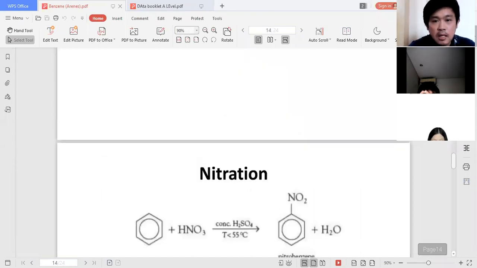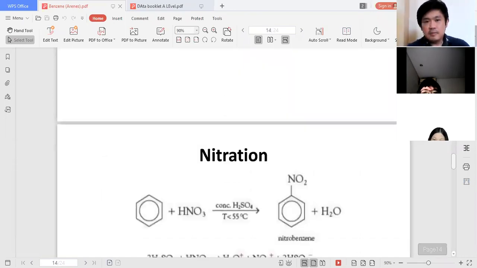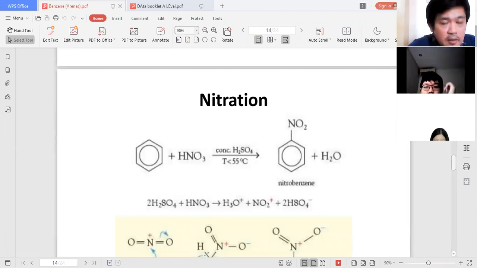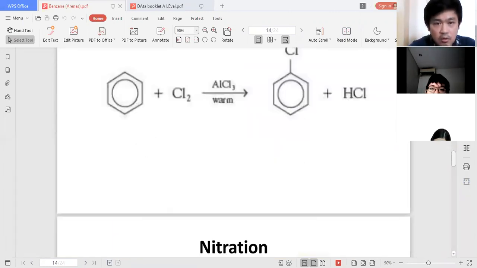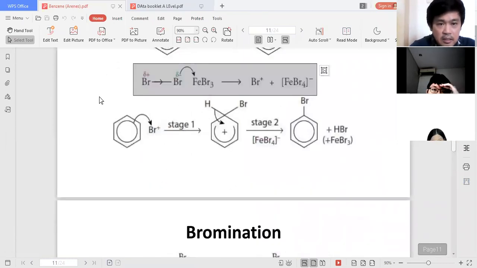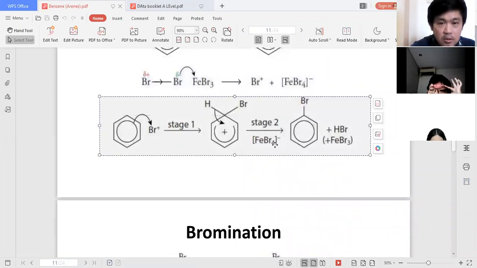Next, the mechanism is the same, it is electrophilic substitution. So in order to answer a question in A level regarding the mechanism, you have to draw it. Which one has to be drawn? This is the mechanism that you have to draw that I blocked. This one is the reaction mechanism.